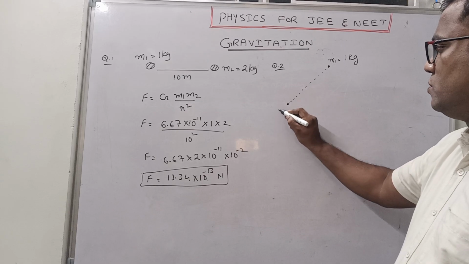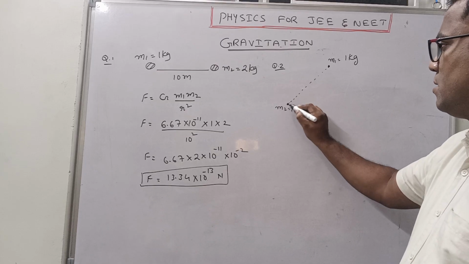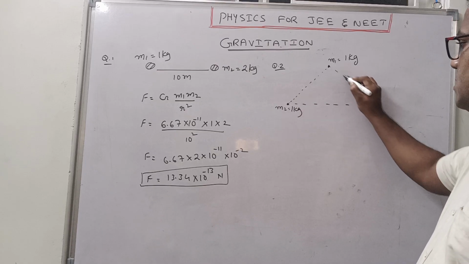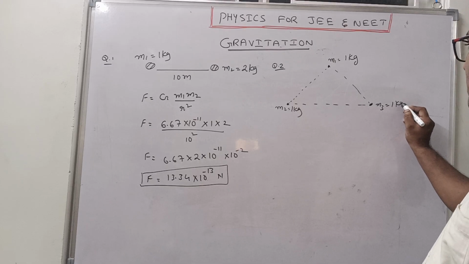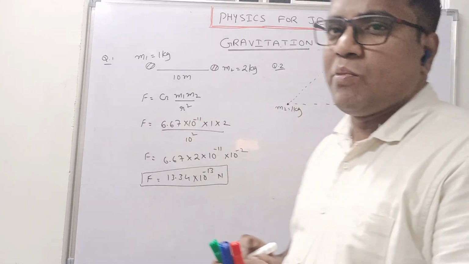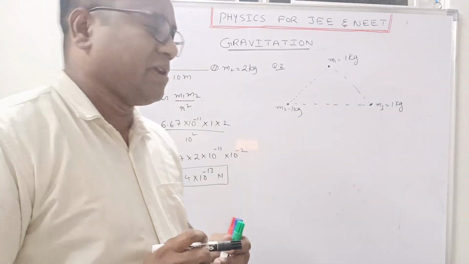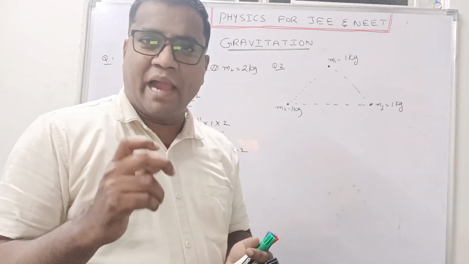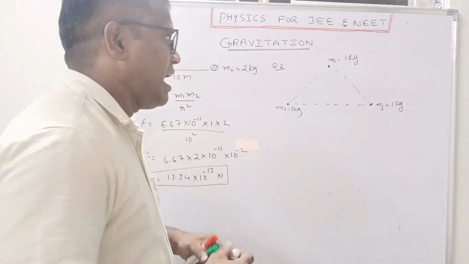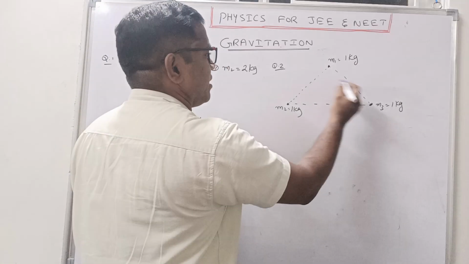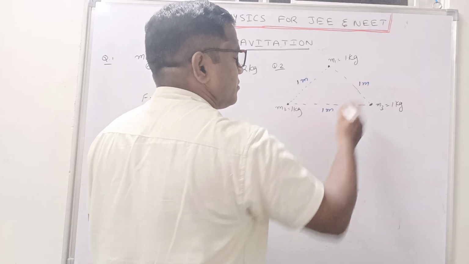Clear? See here. Here M1 is 1 kg. Here M2, this one also 1 kg. Here it is M3, also 1 kg. Here how many masses are there? 3 masses are given. And M1, M2, M3 all are identical masses, each having mass 1 kg. And distance also I will write here. It is 1 meter, 1 meter and 1 meter.